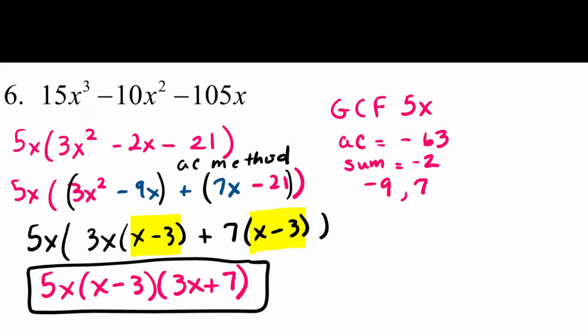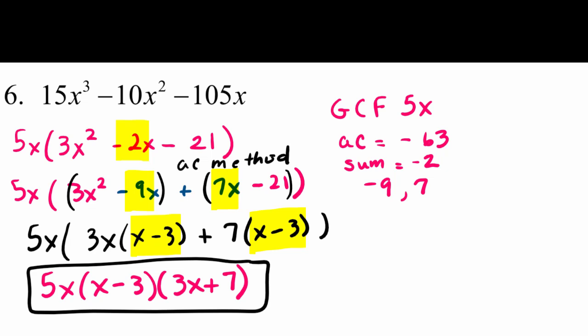Okay, this time around I went ahead and used the AC method. Multiplying A times C, I got negative 63 and a sum of negative 2. So my two numbers were negative 9 and positive 7. And I replaced the negative 2x with the negative 9x and the positive 7x, and then grouped. And so notice that I got for my final answer 5x, which was my GCF, times x minus 3 times 3x plus 7. You know those two binomials could go in either order.